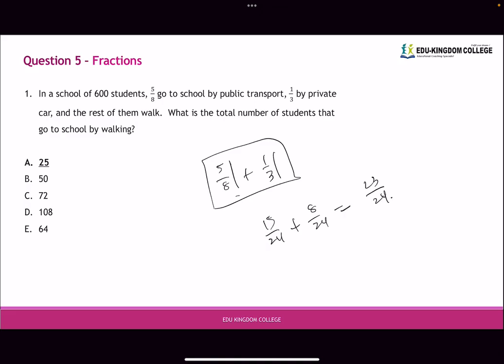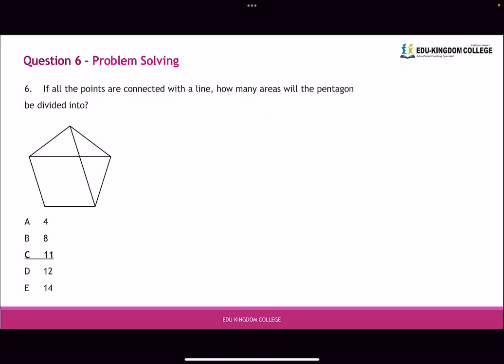So 1/24 walk. Now, if we have 600 people, 24 goes into 60 twice, leaves over 12, and then 24 goes into 12 5 times. So 25. If you divide 600 by 24, which is 1/24, that is 25 people.